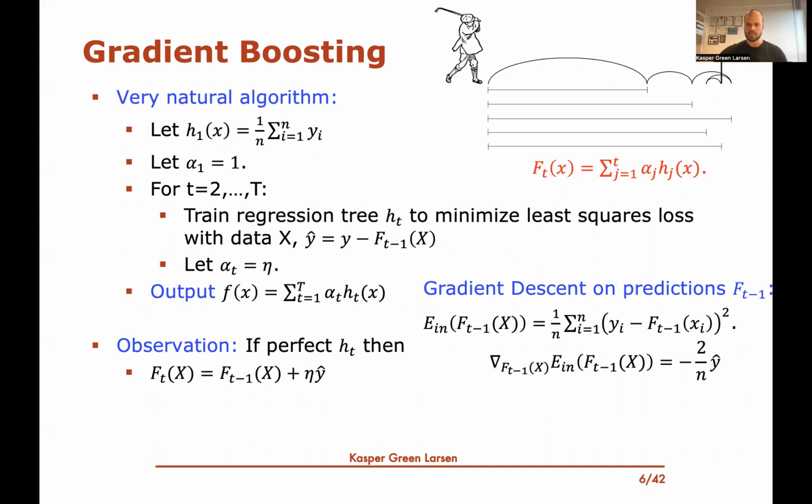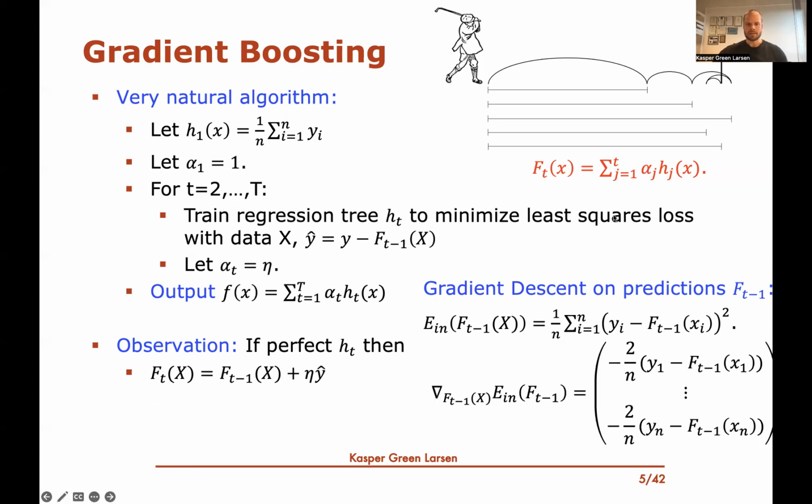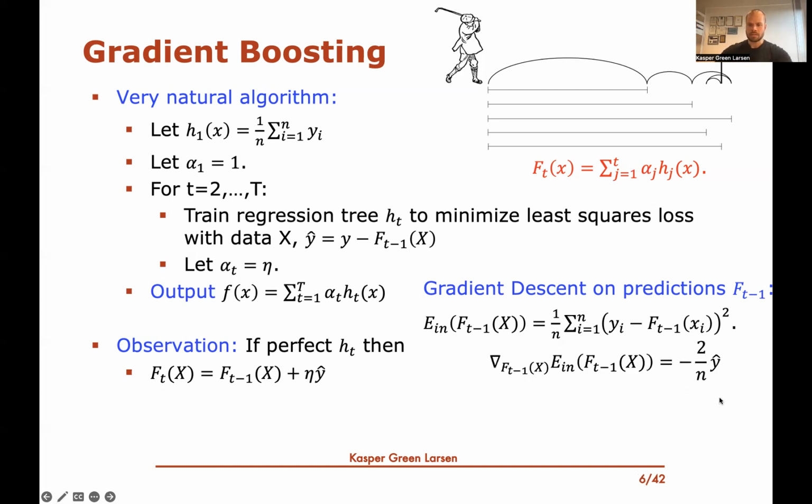Okay, now if we notice here, by the definition of this y hat up here, y hat is the difference between the vector y and the vector of predictions on the data set x. So this means that all of this gradient here is just minus 2 over n times y hat. Okay, so now you can see that this is starting to look like what we have over here if we actually manage to train a regression tree that perfectly fit the labels.